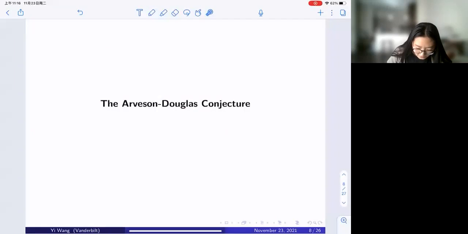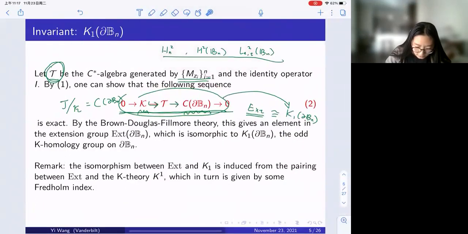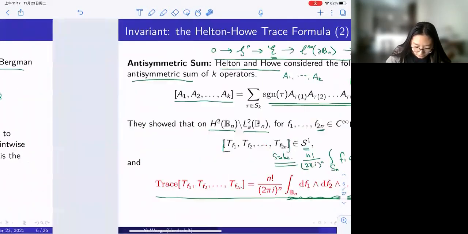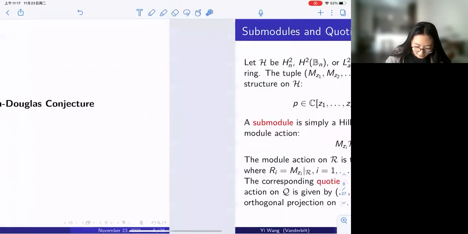And here's the first thing we talk about involving the extension group here. In this example, we talk about the Drury-Arveson space, the Hardy space, and the weighted Bergman space. But if you think of the setting, all you need is an n-tuple of operators with certain commutativity. So the Arveson-Douglas conjecture generalized this idea in that sense.